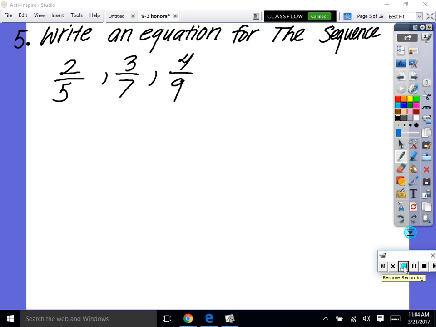Write an equation for the sequence. So you're going to have to say, is this arithmetic, is it geometric? And you're going to have to remember the formulas for those. Or just think about it.